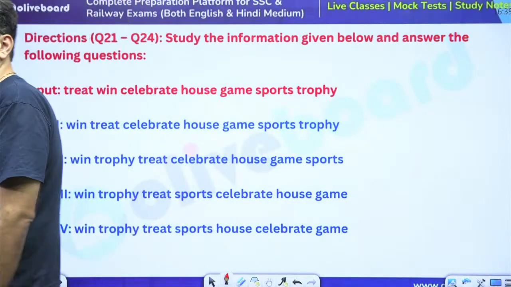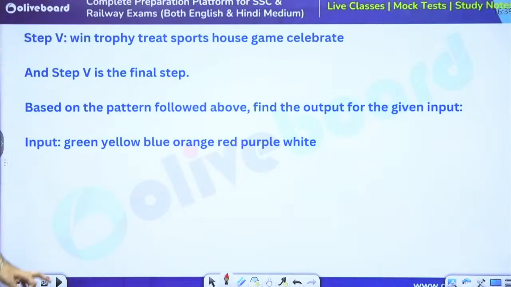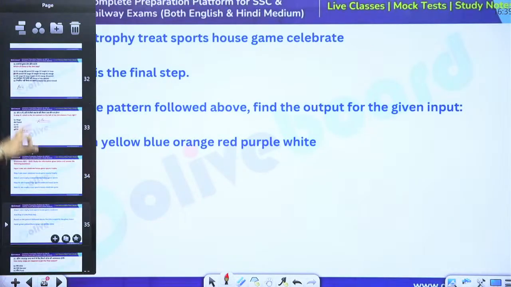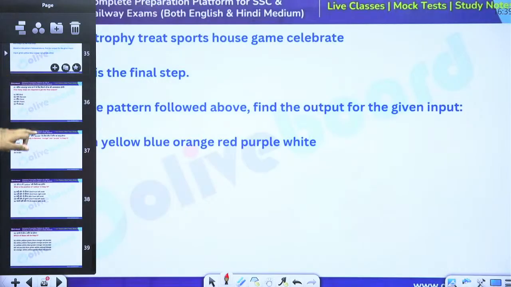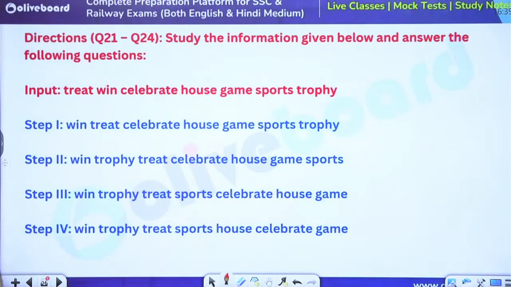Okay, next step. I want you guys to try this, everybody. This one is a very easy one now. Now you will understand better how to approach this 5-step input. And I think this is the last question. Okay, check this out. Try it, all of you.